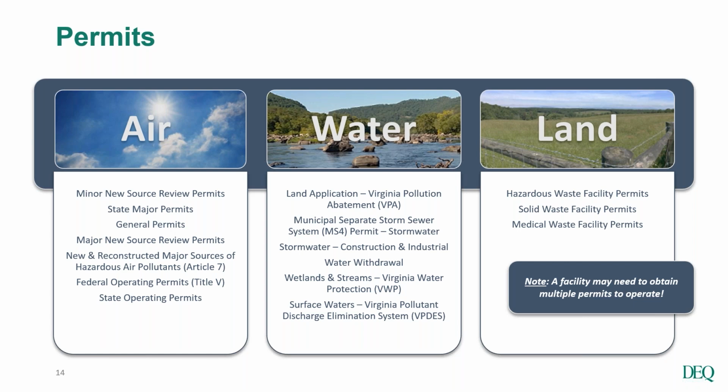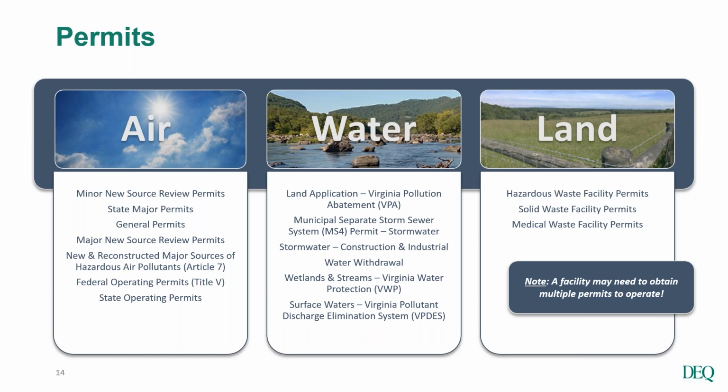DEQ issues many different types of permits. We have just a few of those different types of permits DEQ is involved in listed on this slide, broken down by media type. Air permits, those put conditions on facilities that will create air emissions. Water permits, these address water withdrawals, wastewater and stormwater discharges, as well as impacts to streams and wetlands. And land permits, these address facilities that will manage waste.